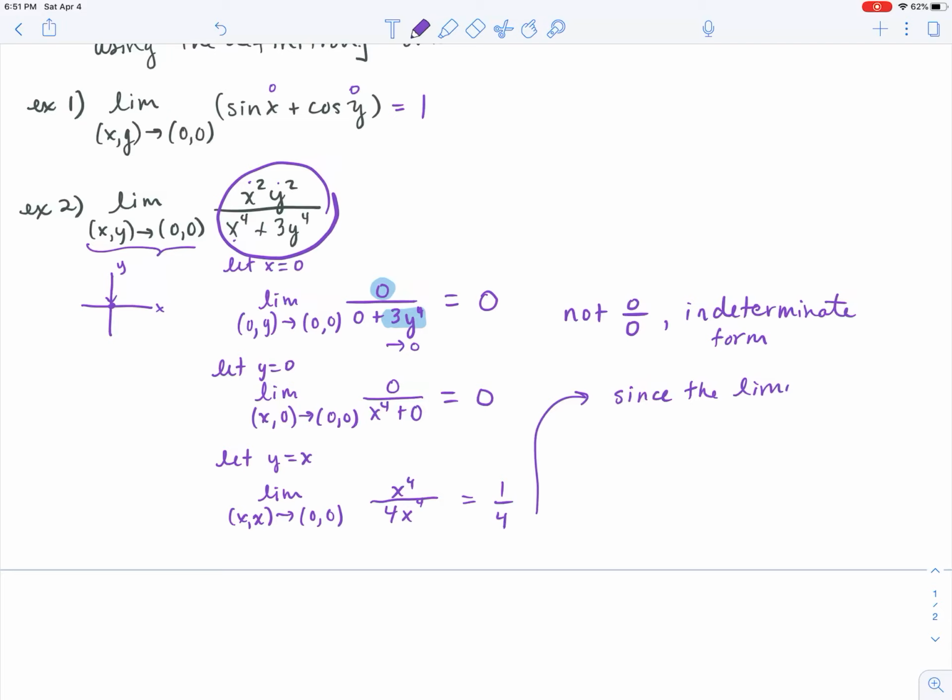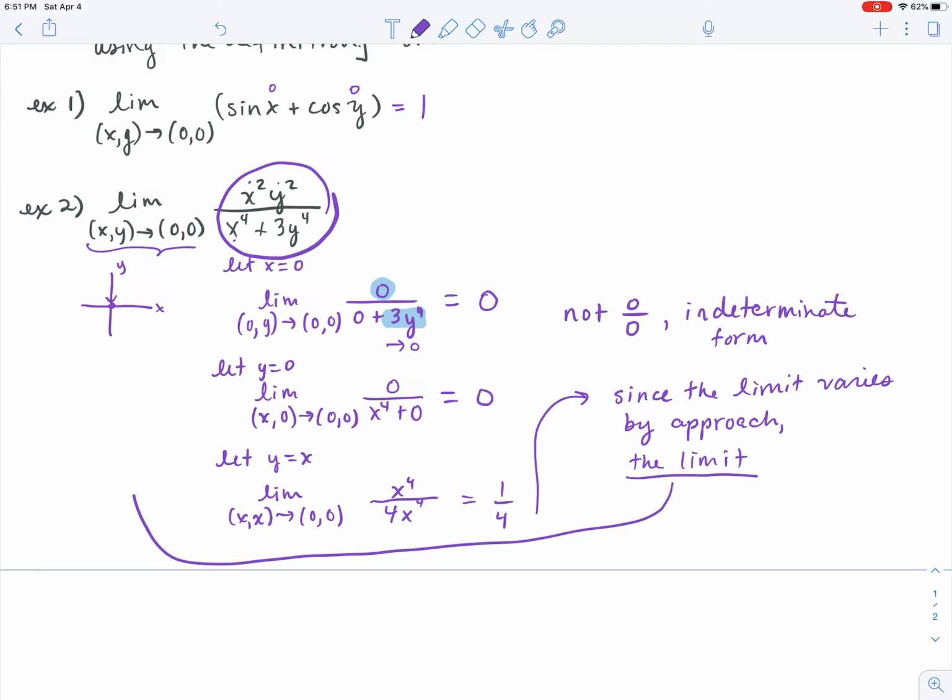Since the limit varies by approach, the limit doesn't exist. And when I talk about the limit, I mean the original limit. In other words, this limit really is 1/4. Okay, and these limits really are 0. But since they're not equal, this original limit that we were interested in does not exist.